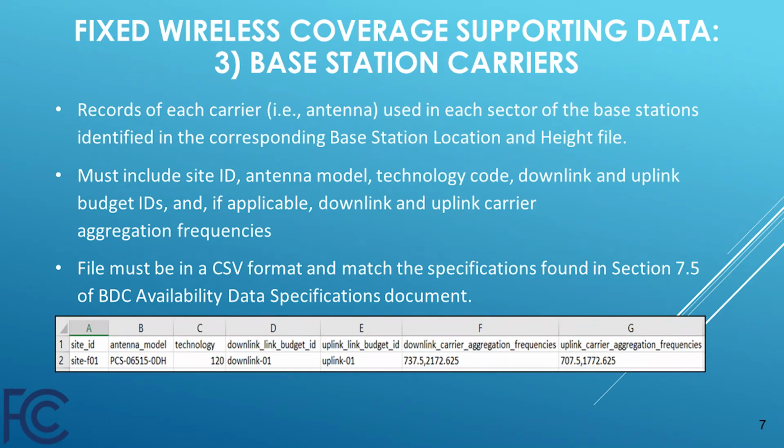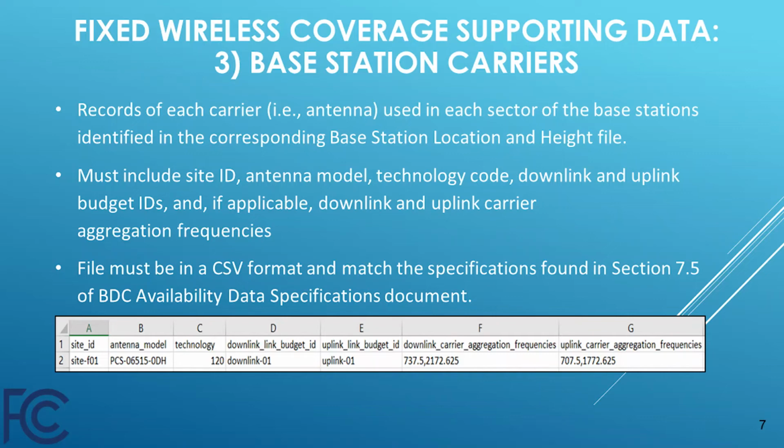Next, the base station carriers table must include records of each carrier or antenna used in each sector of the fixed wireless provider's base stations. These are the base stations identified in the base station location and height data file described in the previous slides. The base station carriers table must include the base station site ID, the antenna model, technology code, the downlink and uplink link budget IDs, which I will describe in greater detail on the next slide, and the downlink and uplink carrier aggregation frequencies, if any.